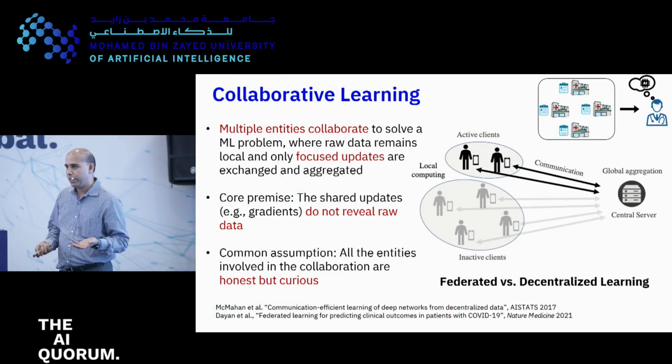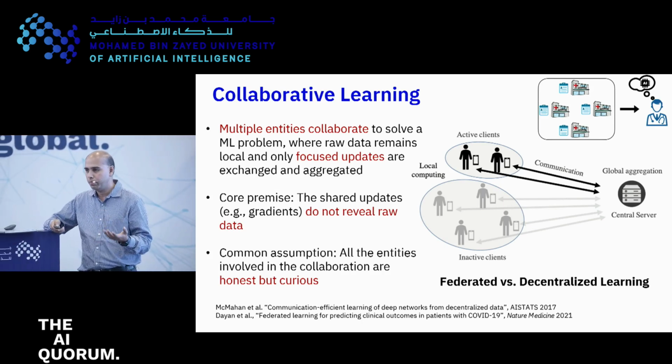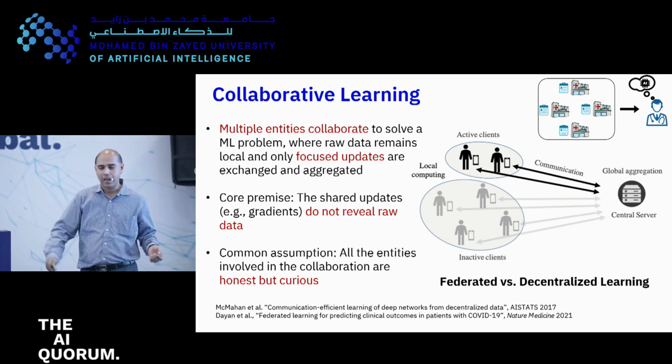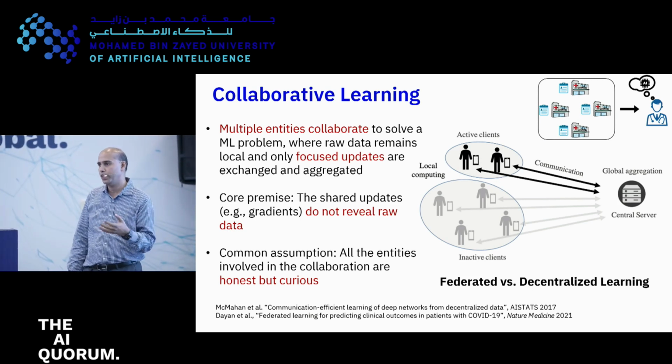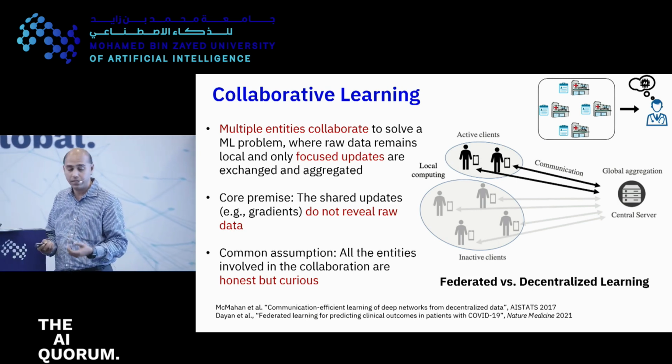As you all know, collaborative learning is where multiple entities collaborate with each other in order to achieve a more accurate or more useful model. And the key premise is that they don't share the raw data. That is the core premise of collaborative learning or federated learning.